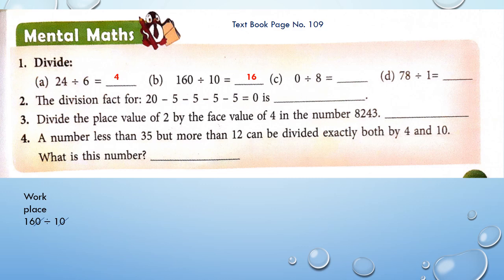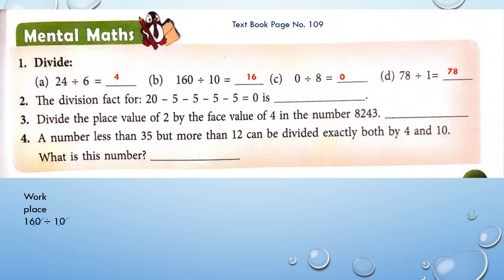Now 0 divided by 8. You know that we cannot divide 0 with any number. So answer will be 0. Now 78 divided by 1. This is also in property of division. We have learned that if we divide any number with 1, answer will be the same number. So answer will be 78.